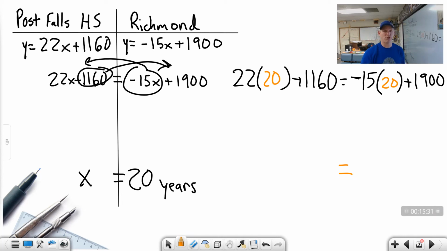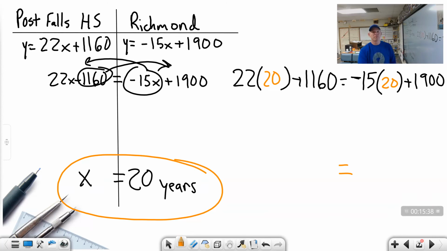It should match. And when you are done, you are going to write a sentence. I know the first part of the sentence. In 20 years, both schools will have blank number of students. You have to find that number and write the sentence. I'll say it one more time. In 20 years, both schools will have blank number of students. Pause the video, find how many students they have.